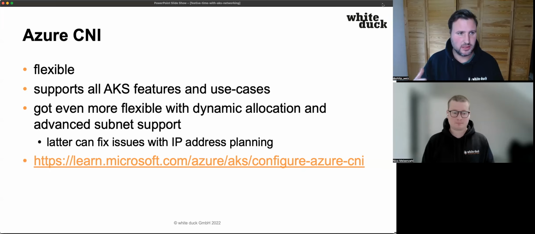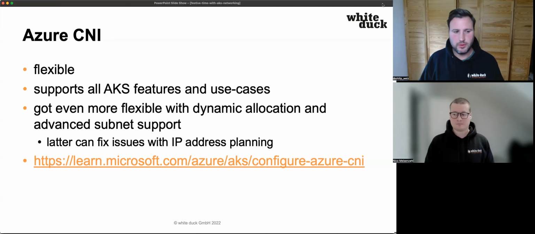The Azure CNI is really flexible, so it supports Windows nodes. It has advanced features where you can split your node pools across several subnets, so every node pool gets its own subnet. You can use nodes in one subnet. You can really configure the Azure CNI the way you want your cluster, and it's also really flexible in extending this. It gets even more flexible, as I mentioned already, with the dynamic allocation and the advanced subnet support.